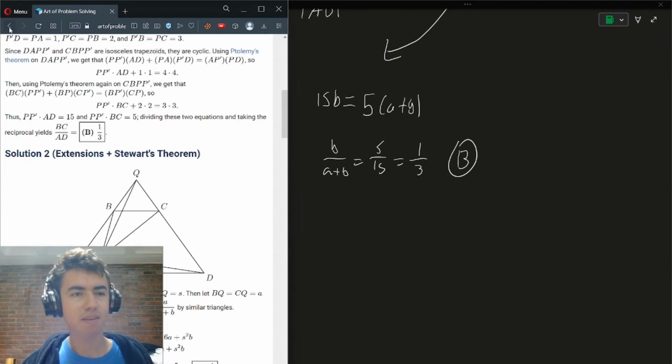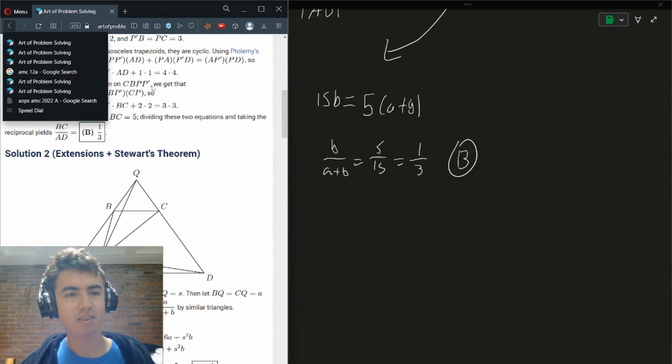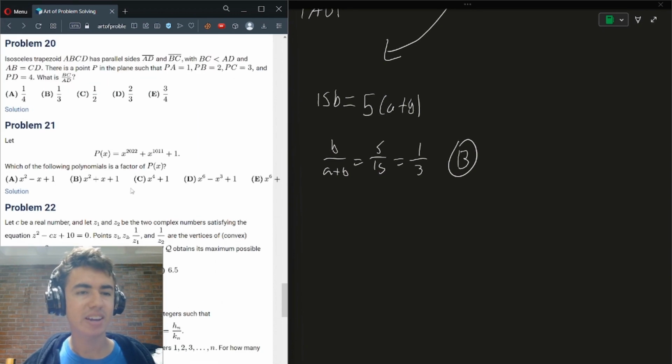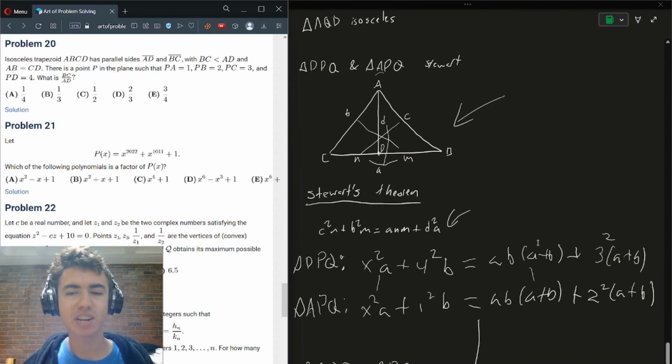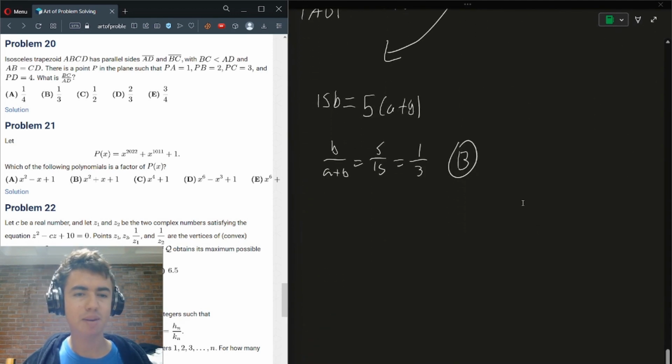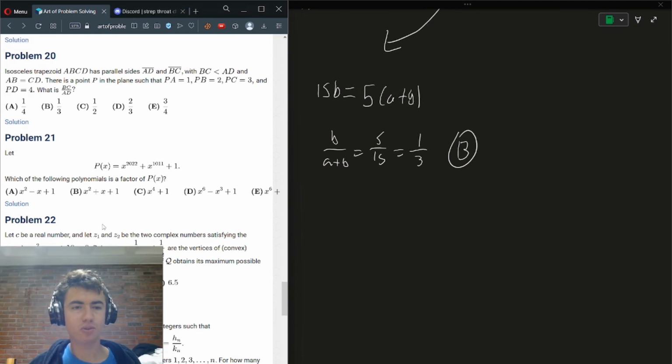It is correct, yay for me. And as far as knowing what sides you want to label and how to extend the diagram, that's just something you have to get better at with intuition by practicing a bunch of problems. You should try the book EGMO. Now on to problem 21.